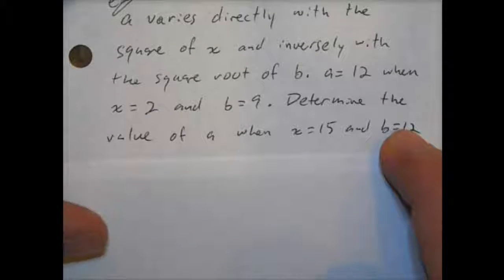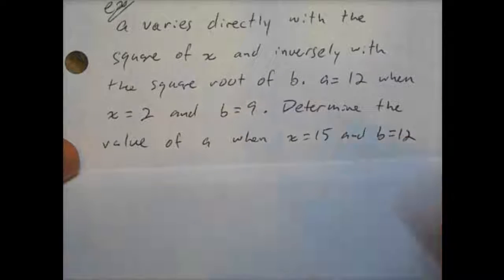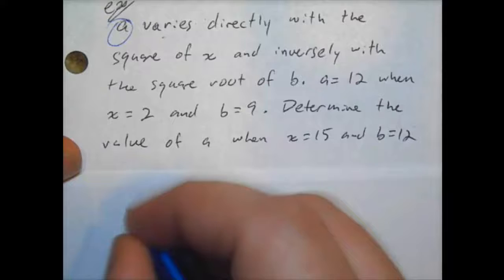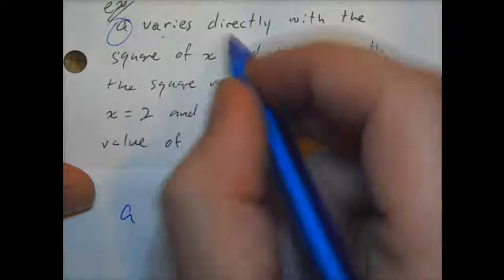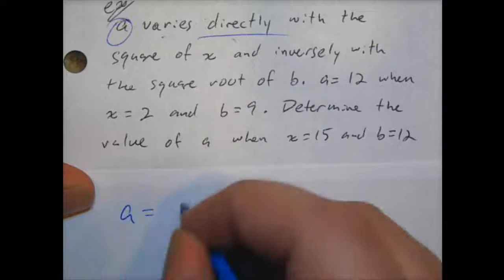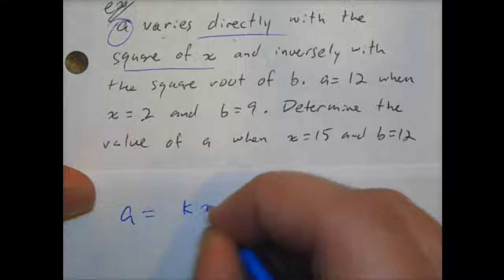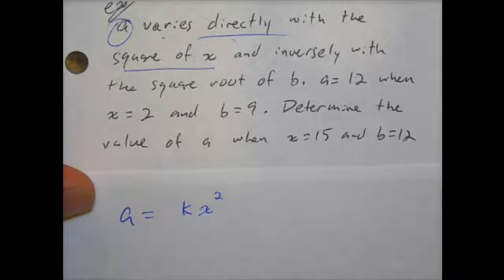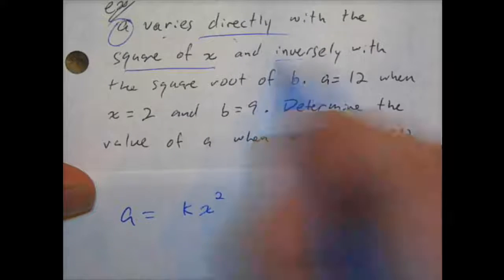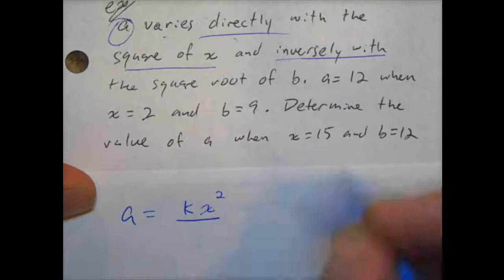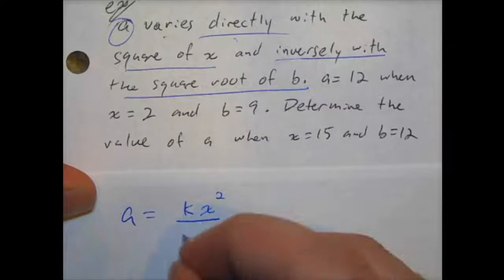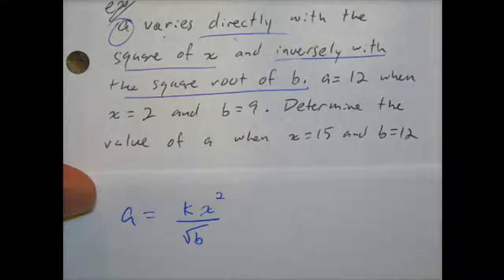All right, here we have a little bit more. It says a varies directly. So I have variable a varies directly, so I have k with the square of x. Notice it says with the square of x, so I have to take x squared. And inversely, so now I'm dividing by the square root of b. So that is our equation.